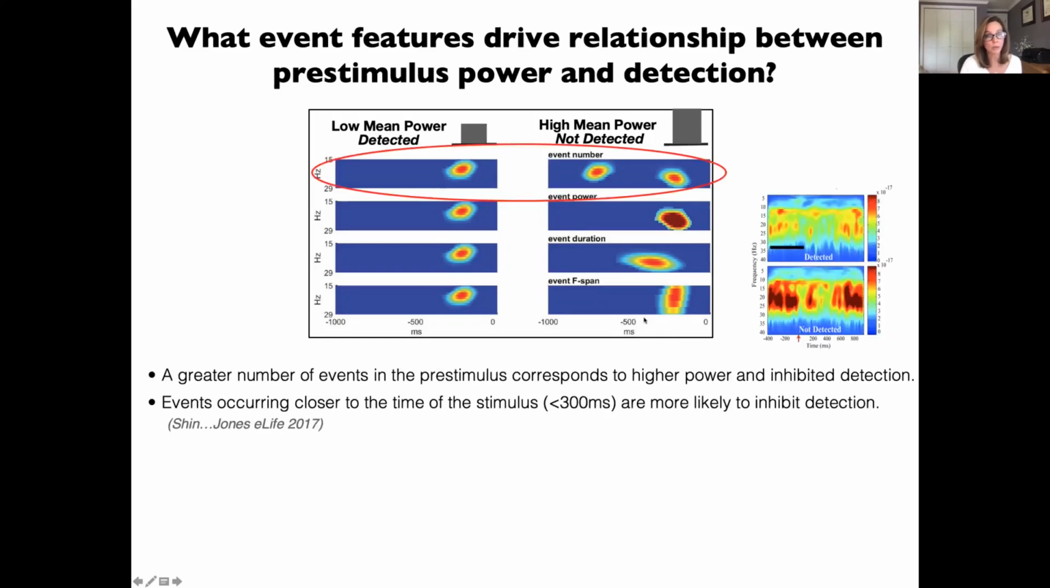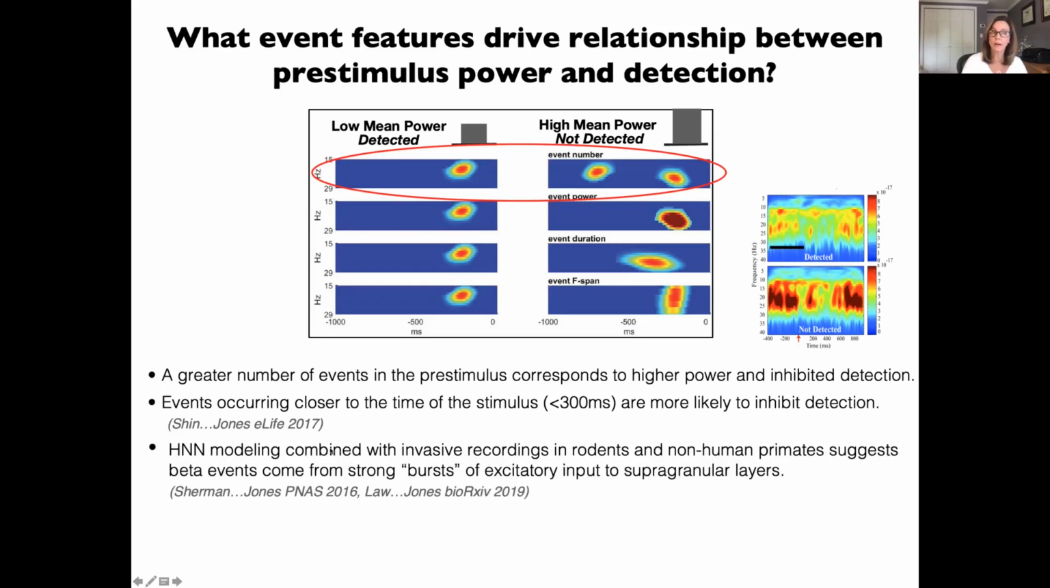And it turns out that it's actually the number of events in the pre-stimulus period that contributes to higher power and inhibited detection. We also found that the timing of the event before you tap the finger mattered, such that the closer it was to the time of the tap to the finger, the less likely the subject was to feel that tap. And the most influential period was approximately 300 milliseconds before the tap to the finger. And this work's been published. I don't have time to get into further details.